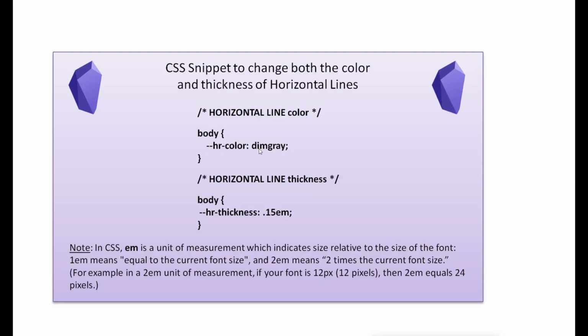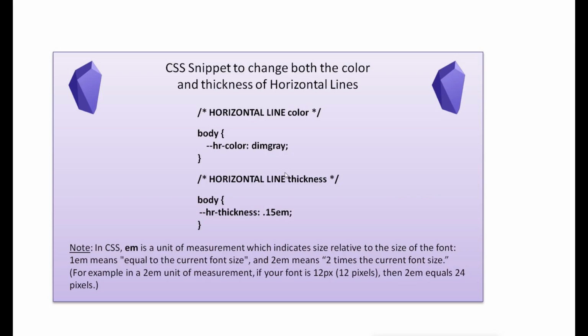The colon is part of the punctuation required in a snippet. This is the value being assigned, dim gray. It's one of the many color possibilities available. The semicolon is important as well as part of the punctuation of a CSS style rule. You can find lists and tables of color names and color codes all over the internet.